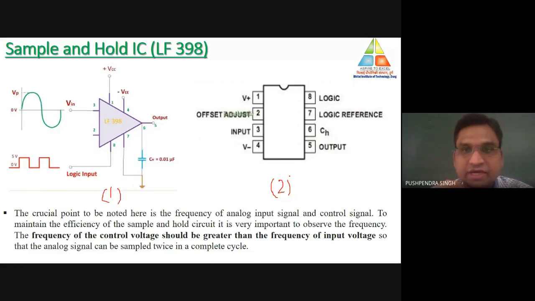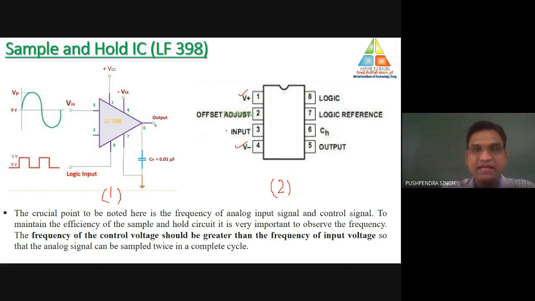As you can see over here, the sample and hold IC has 8 pins. In case of the IC 741, there were also 8 pins, but only 7 pins were used. Pin number 8 was not used. But here in case of the sample and hold circuit, all the 8 pins are used. We need to use all the 8 pins as per the requirement. Pin number 1 and pin number 4 are used for giving the supply voltage to the sample and hold circuit, where pin number 1 is for positive supply voltage and pin number 4 is for negative supply voltage.